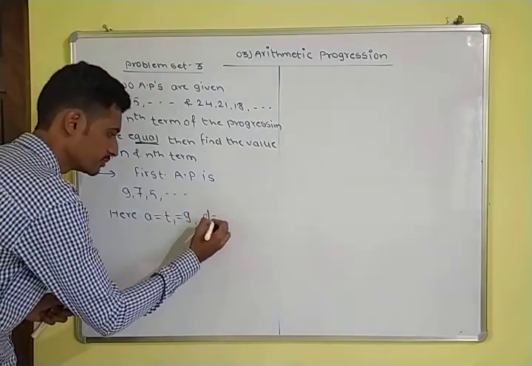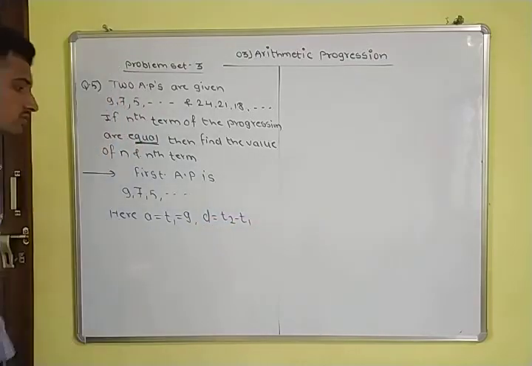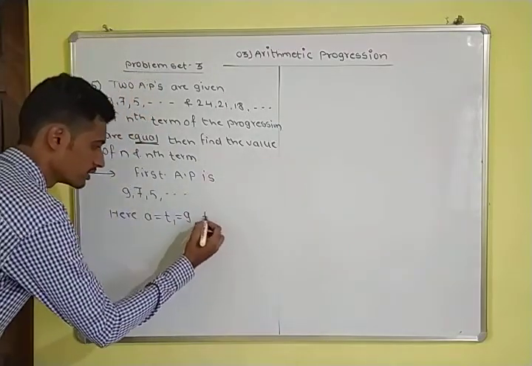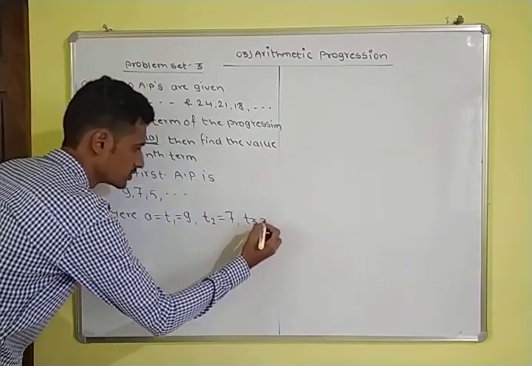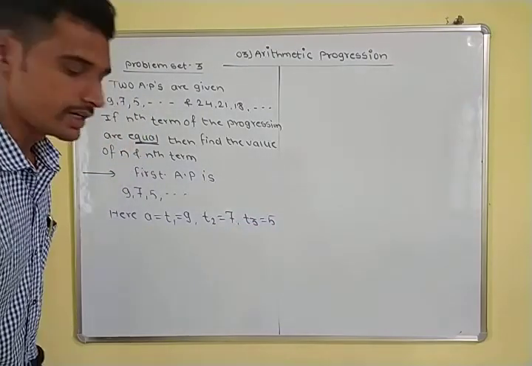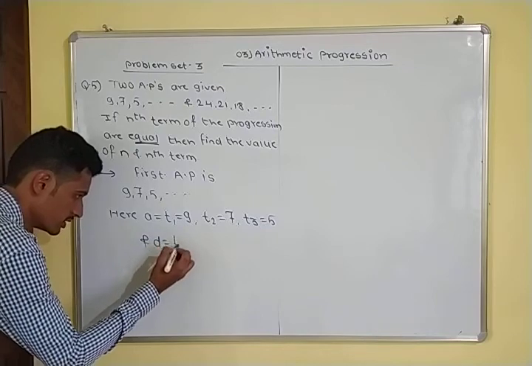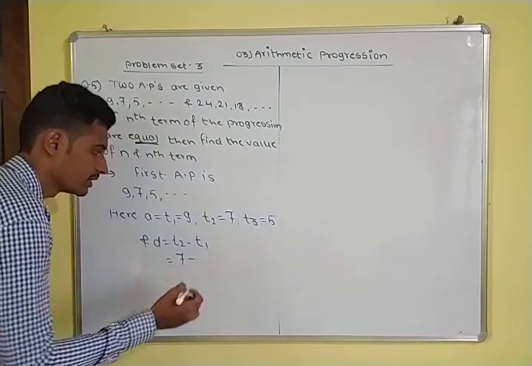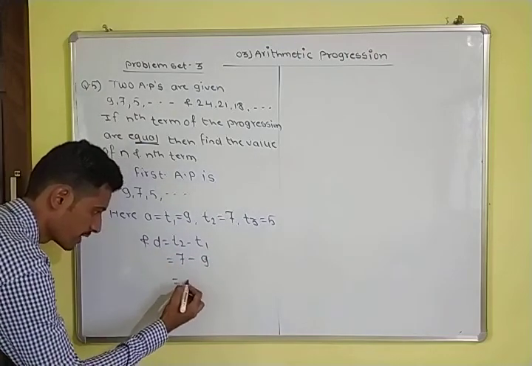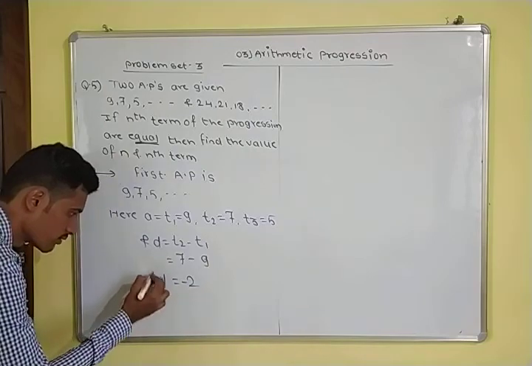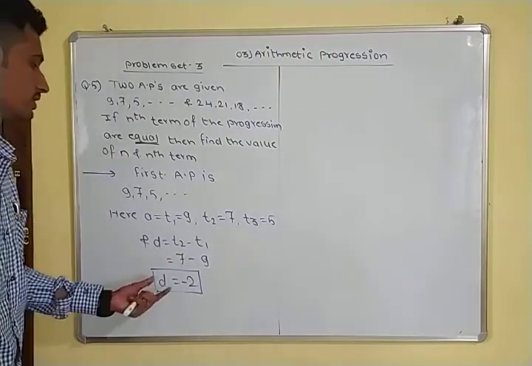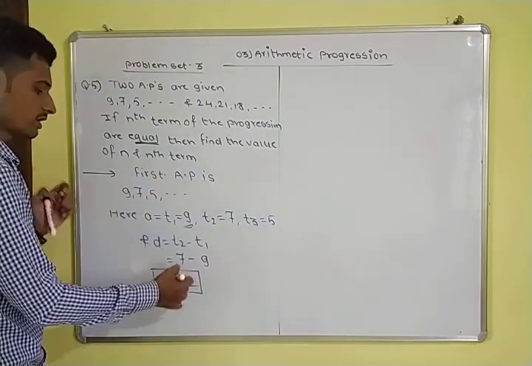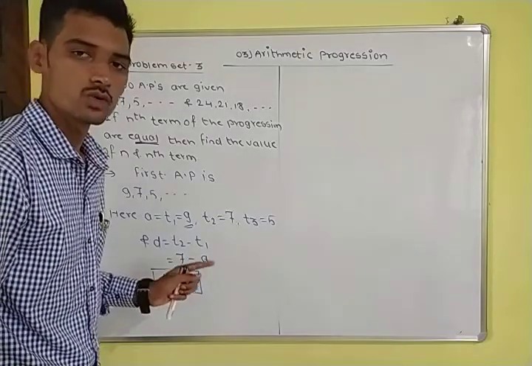Then d means t2 minus t1. So a is equal to 9, t2, the second term, is equal to 7, t3 is equal to 5, and d is equal to t2 minus t1. The value of t2 is 7 and t1 is 9, so 7 minus 9 is equal to minus 2. Therefore d is equal to minus 2. In this arithmetic progression, the first term is 9 and the common difference d is minus 2.